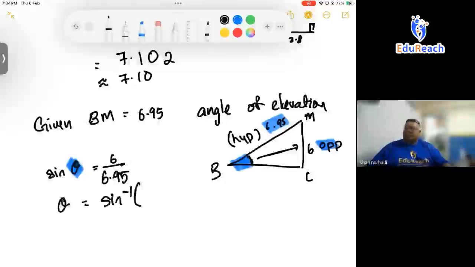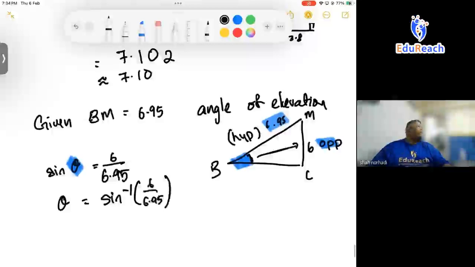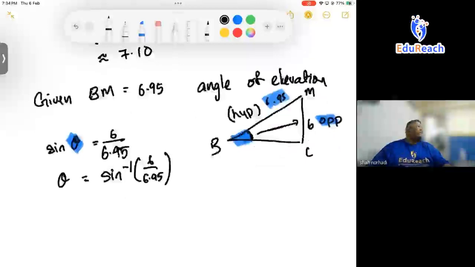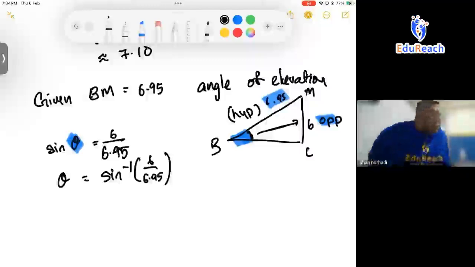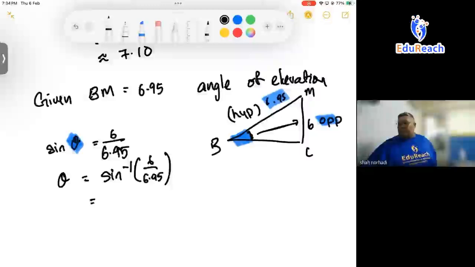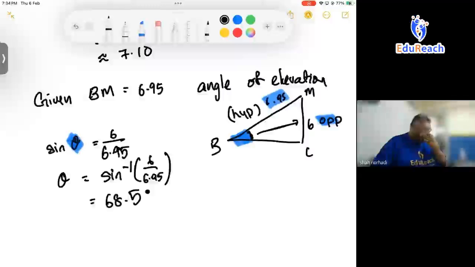Hamza or Kaisa, what's the answer? Do you get the same answer? 68.5, because 68.47 to 1 dp for the angle. Okay. Don't know how to use this. It says in that angle.